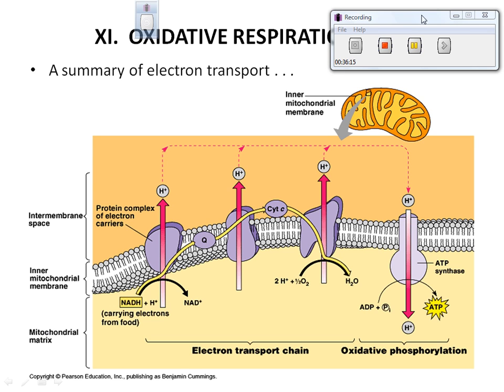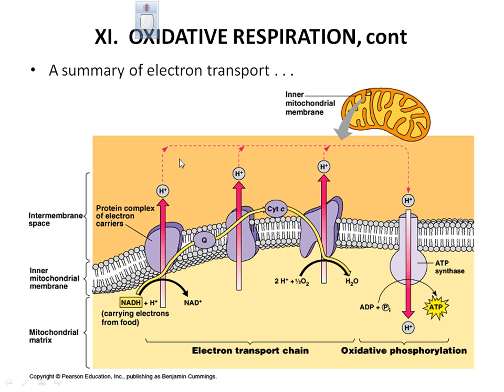Here's an overview of the electron transport chain, so you can see everything together in one diagram. It's broken down, you can see down here at the bottom, into the ETC. See the little bracket, electron transport chain? And then down here, this is really chemiosmosis, which says oxidative phosphorylation, also known as chemiosmosis.